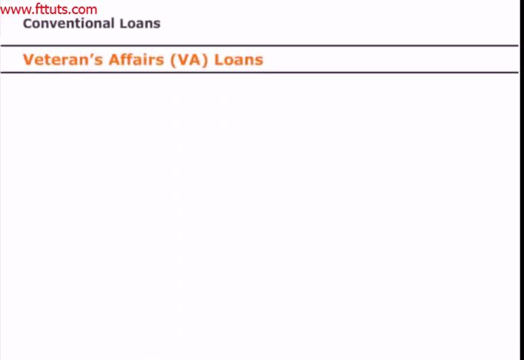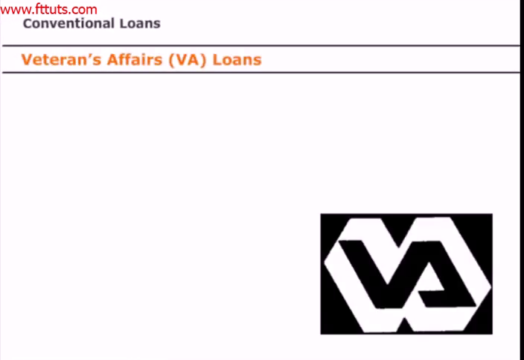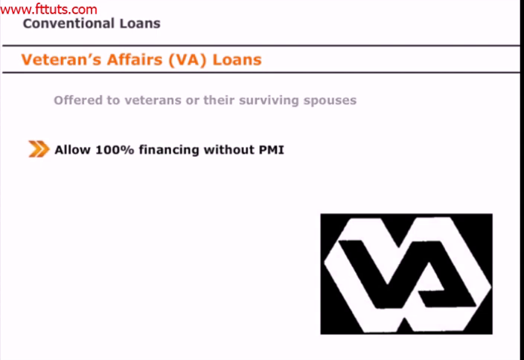Another loan from conventional lenders is the one issued by the U.S. Department of Veterans Affairs, also called a VA loan. The VA loan was designed to offer long-term financing to American veterans or their surviving spouses, provided they do not remarry. The basic intention of the VA program is to supply financing to eligible veterans in cases where more traditional financing is not available. The VA loan allows veterans 100% financing without private mortgage insurance.